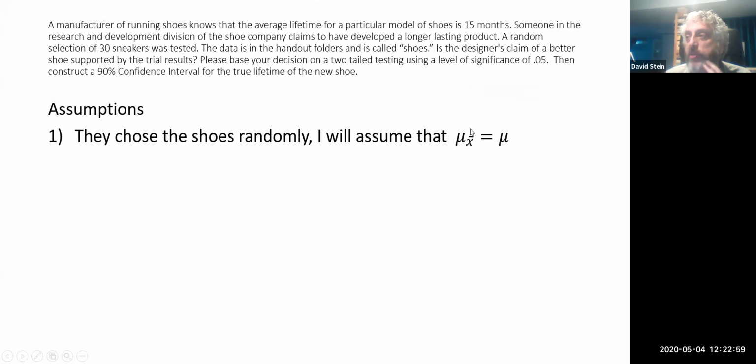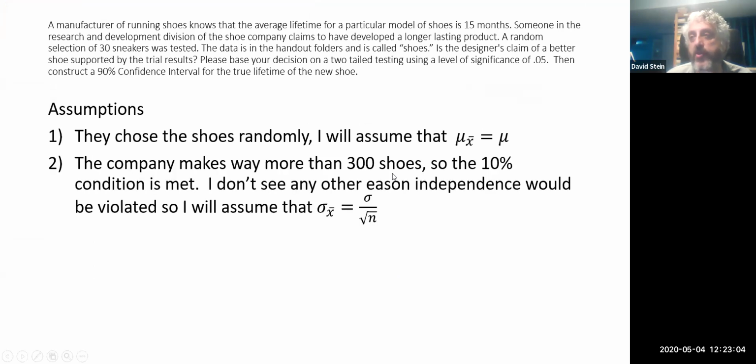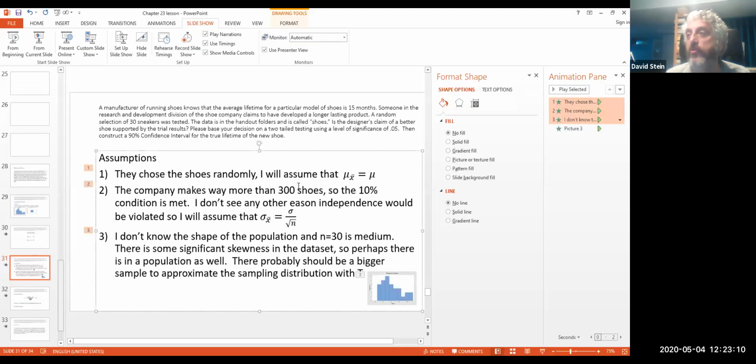And so I'll assume that mu x bar equals mu. The 10% condition is met. God, I have so many typos here. I don't see any other reason independence would be violated.